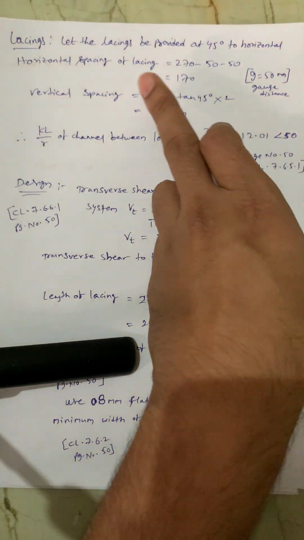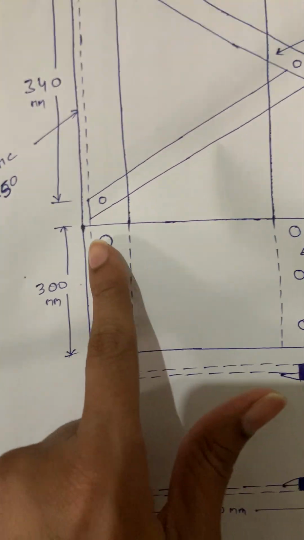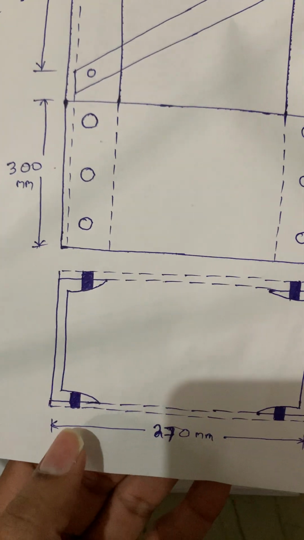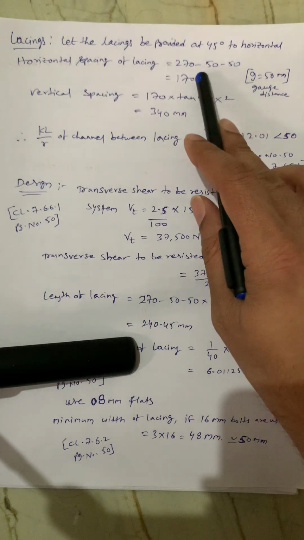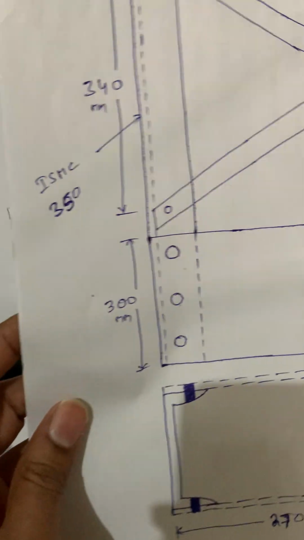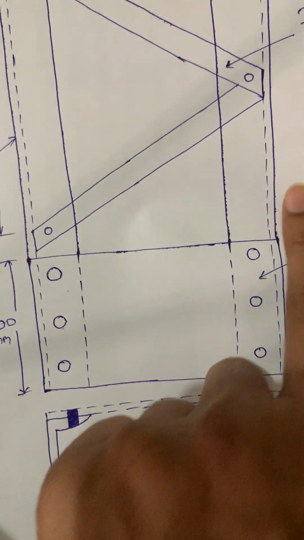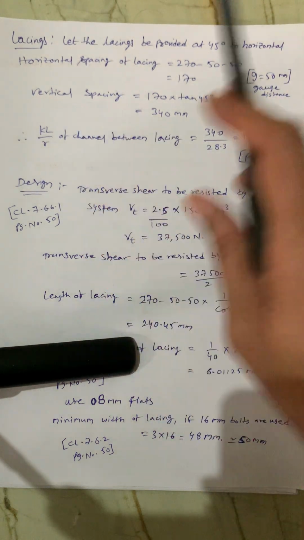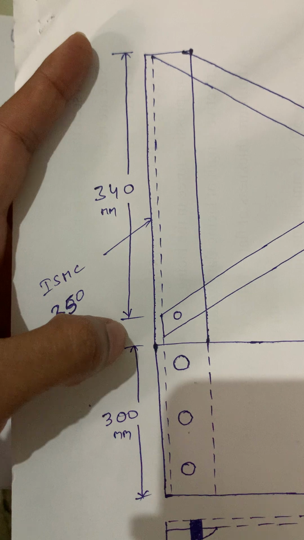So here, horizontal spacing of the lacing is this one. We know the distance from here to here is 270, and 270 minus 50 minus 50 is the gauge distance. Gauge distance is the distance from the column to the lacing flat, both sides 50, 50. I deducted that, so I got 170. Next, vertical spacing. This one is the vertical spacing, which is 340.